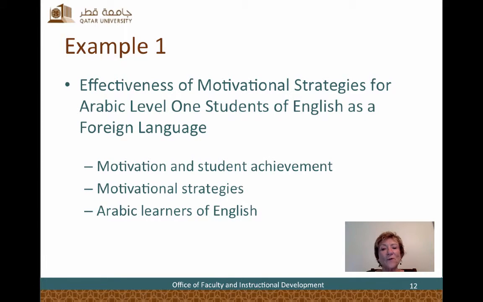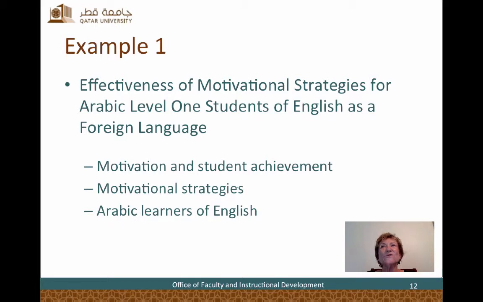Maybe I want to look at motivation and student achievement, because that's going to tell me if motivation is linked to achievement. Maybe I want to look at motivational strategies, because strategies are what I'm focusing on in this research. Maybe I want to look specifically at studies related to Arabic learners of English to see what problems other researchers have identified for Arabic learners of English.